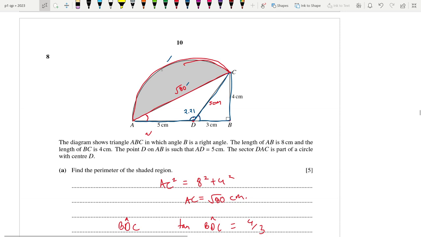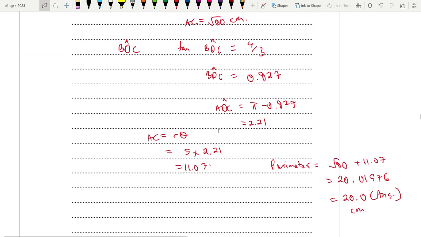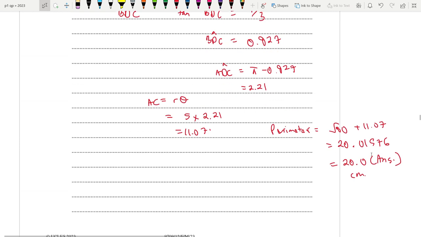Now the arc length S equals r theta. So 5 times this value of theta, 2.21, gives you 11.07 using my calculator answer. So what's the perimeter? I just add these two values up, root 80 plus 11.07, which gives us an answer of 20.0 to 3 significant figures. Okay.